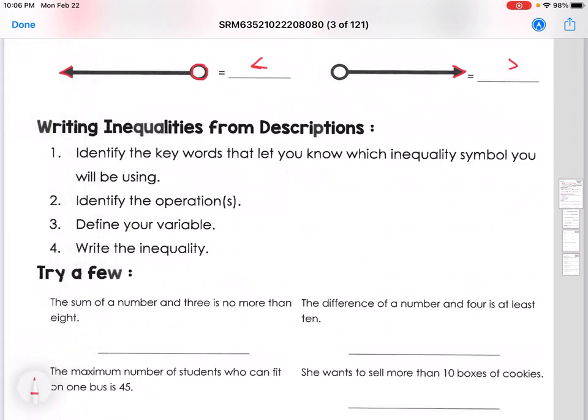Now, writing inequalities from descriptions. You want to identify keywords, which let you know which inequality symbol you'll use. And then identify what operations you'll be using. If there are keywords that let you know that you're going to be adding, subtracting, multiplying, dividing, and so on, you need to identify that. Then you need to define your variable, so figure out what your variable is and what it's representing. And then you can write your inequality.